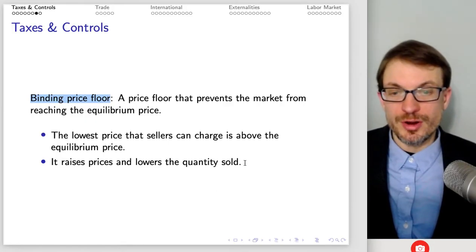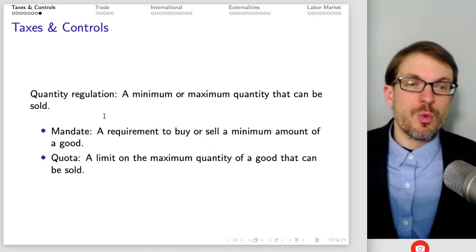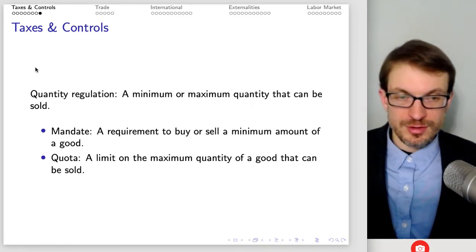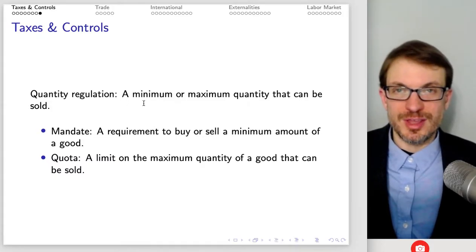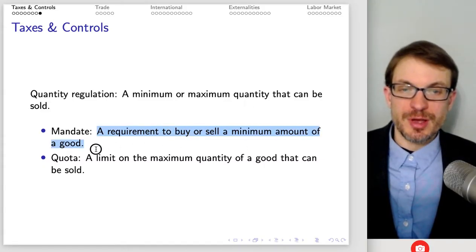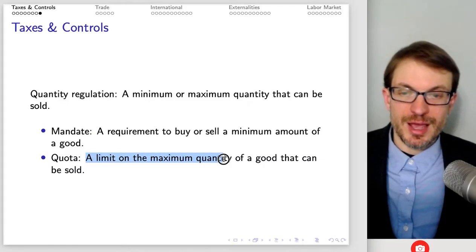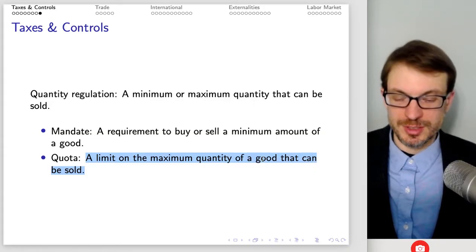So to lower the quantity sold, and there will be a surplus. We could think of quantity regulations as in addition to price controls and taxes. For a quantity regulation, we're thinking of some minimum or maximum quantity that could be sold. So you could have a mandate, which is a requirement to buy or sell some minimum amount of a good, or you could have a quota, which is going to be a limit on the maximum amount of a good that could possibly be sold.